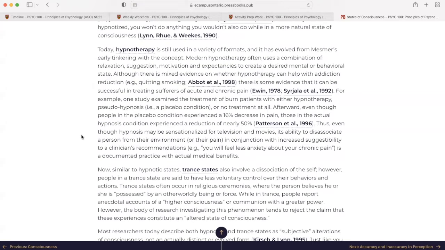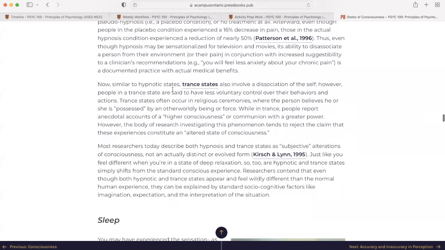Now, similar to hypnotic states, trance states also involve a dissociation of self. However, people in a trance state are said to have less voluntary control over their behaviors and actions. Trance states often occur in religious ceremonies where the person believes he or she is possessed by an otherworldly being or force. While in trance, people report anecdotal accounts of a higher consciousness or communion with a greater power.